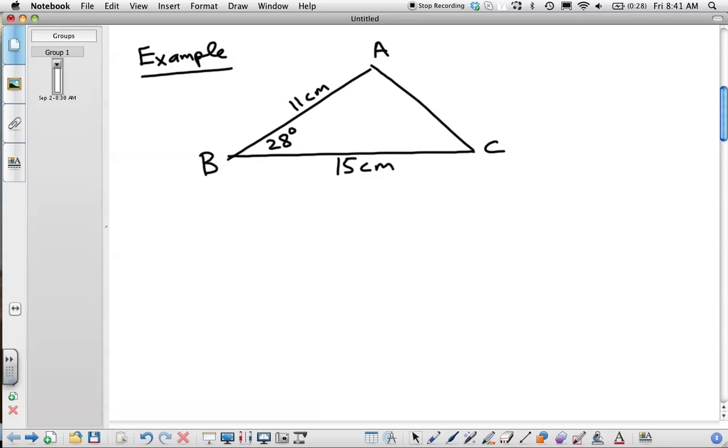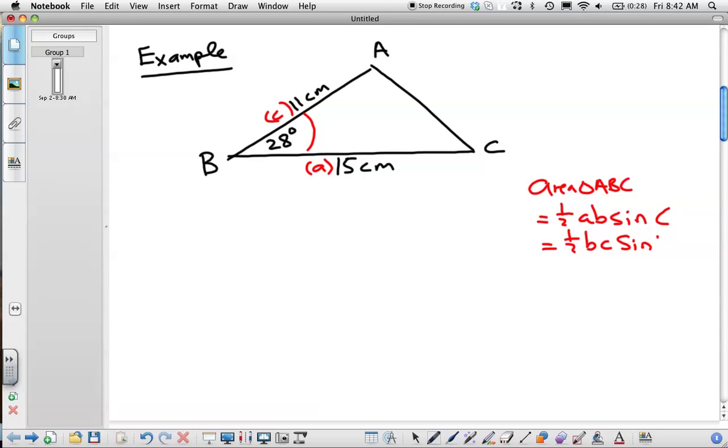The first thing I always need to do, as I'm dealing with a non-right angle triangle, is to label my triangle according to the angles. So I can label this as A, this is C, and I've got angle B. Now, the three formulas I've got, I'm just going to write them up again because it's good that you see them. The area of triangle ABC is a half AB sine of C, or a half BC sine of A, or a half, which is the last one, AC sine of B. You notice there that there's a pattern here. It's always the two sides and the angle that is included between those two sides.